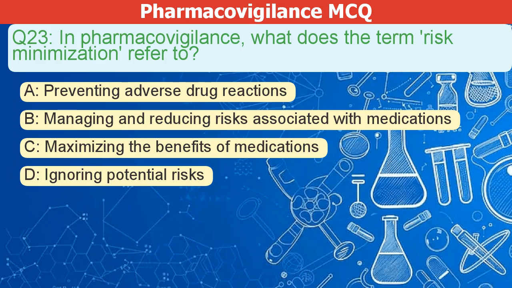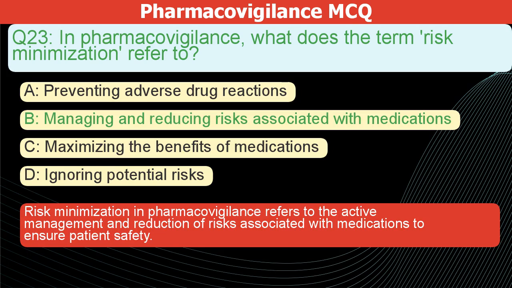In pharmacovigilance, what does the term risk minimization refer to? A. Preventing adverse drug reactions. B. Managing and reducing risks associated with medications. C. Maximizing the benefits of medications. D. Ignoring potential risks. The correct answer is B. Risk minimization in pharmacovigilance refers to the active management and reduction of risks associated with medications to ensure patient safety.